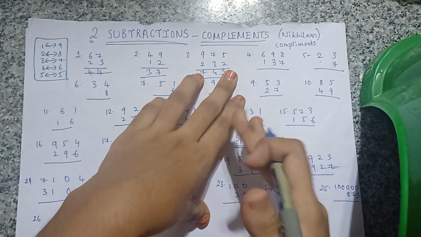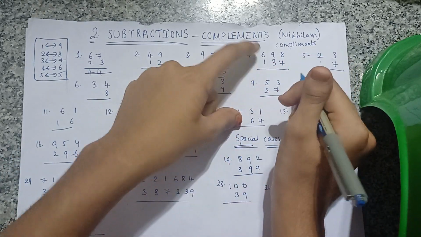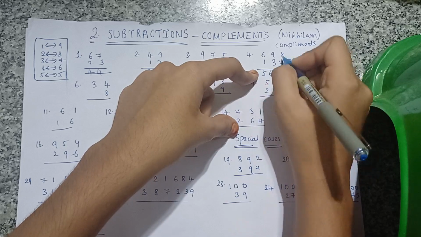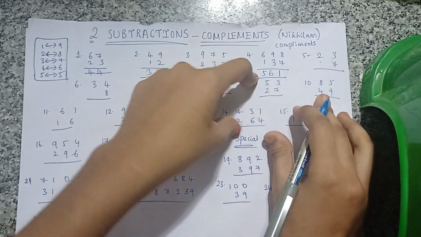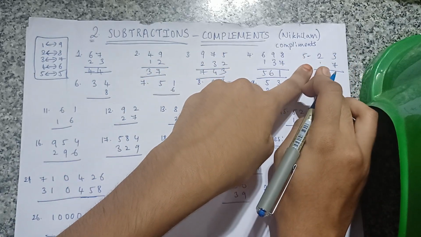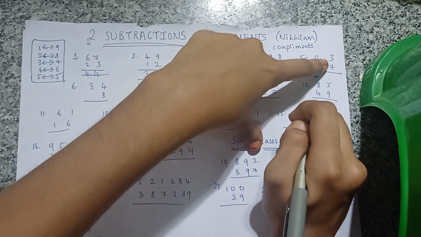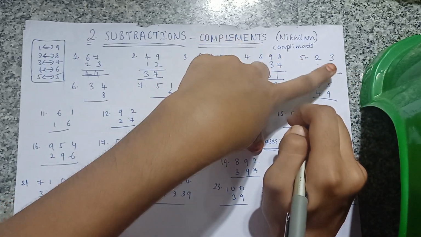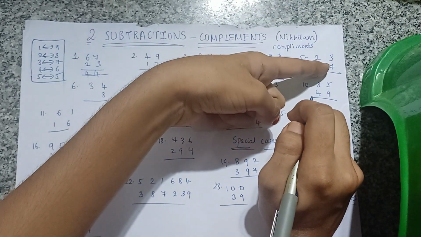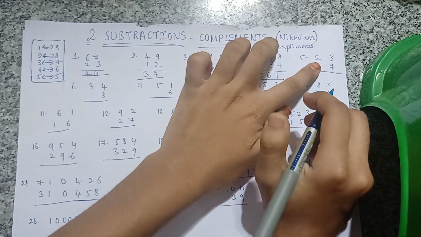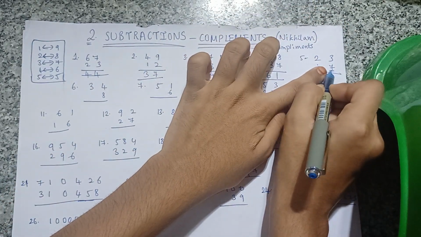But from here, it will be varying. Now 6 minus 1 is 5. 9 minus 3 is 6. 8 minus 7 is 1. And now coming to here, 2 minus 0 is 2. But if you see, we can't take 7 from 3, right? So you have to add the complement for this lower number.